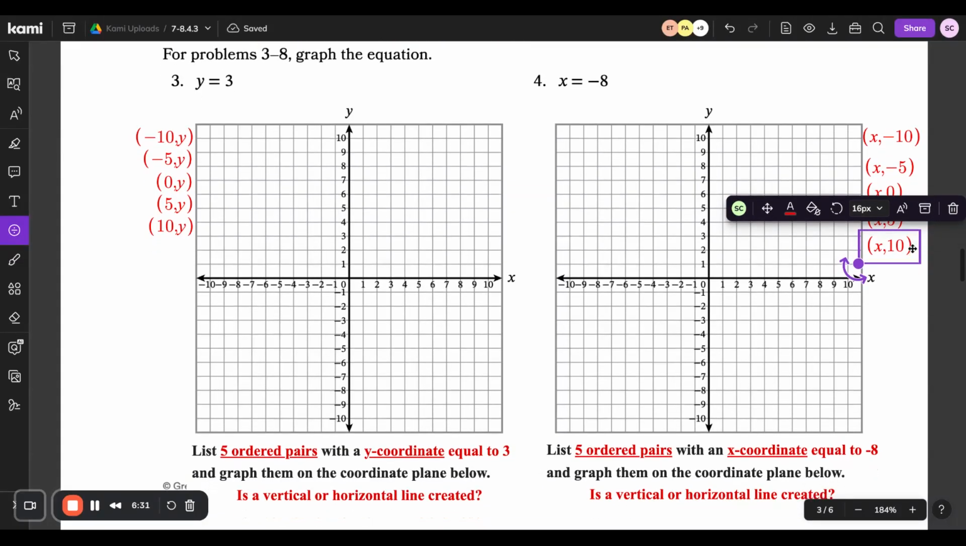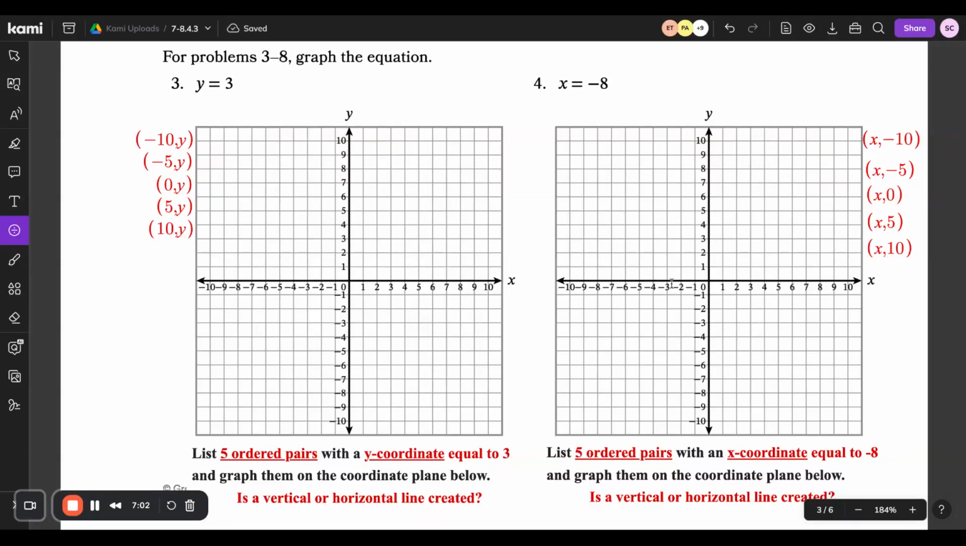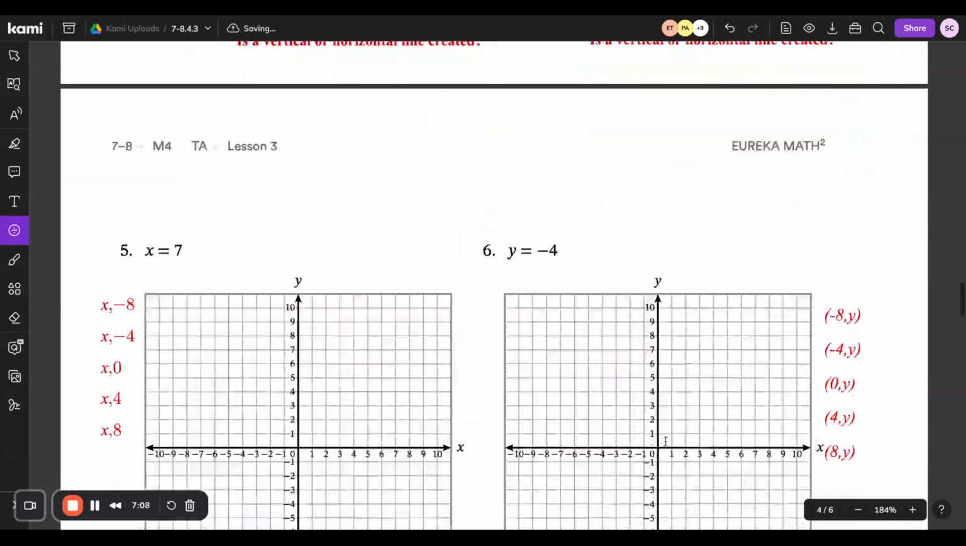For number 4, you're doing the exact same thing, but this time you are substituting for x. So x is equal to negative 8. That means for all 5 of your ordered pairs that you create, x is going to be equal to negative 8. So doing the same thing for the first one, instead of (-10, y) it is now going to be (-8, -10). And for the next one, instead of (-5, y), it's going to be (-8, -5). So you're going to fill these in here and figure out what the other 3 ordered pairs are going to be as well. You're going to plot all 5 of your ordered pairs on the coordinate plane, and then answer the same question again. Do you get a vertical line or a horizontal line?